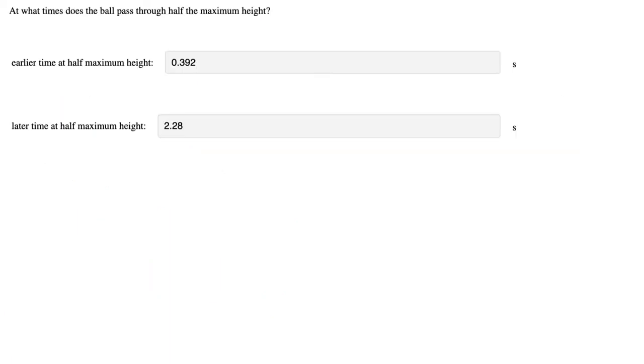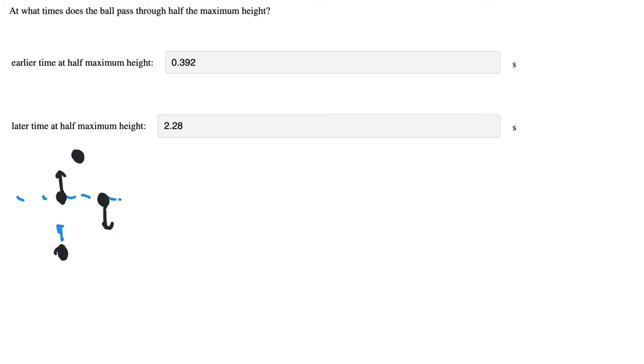All right, the second part of the question says, at what times does the ball pass through half the maximum height? And then they ask us for the earlier time, and then for the later time. Why do we get 2 times? Because if we draw a picture again, here's our object, and it heads up and goes past, let's say, the maximum height. So this is going to be half the height, and we can see that it passes it on the way up, but then also on the way down.